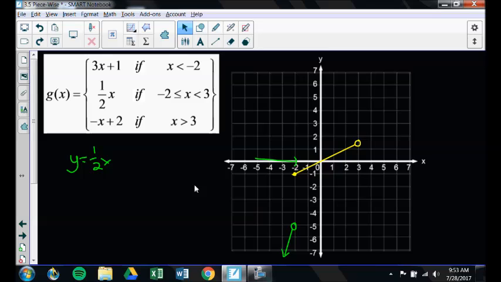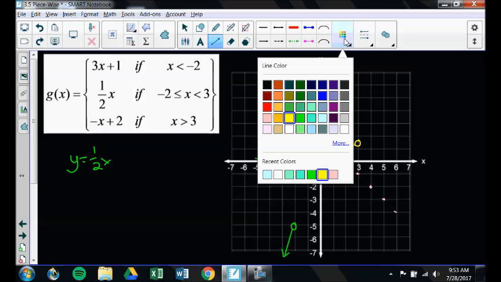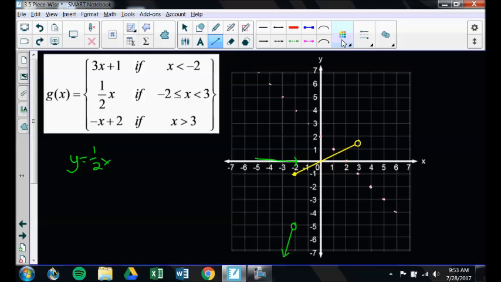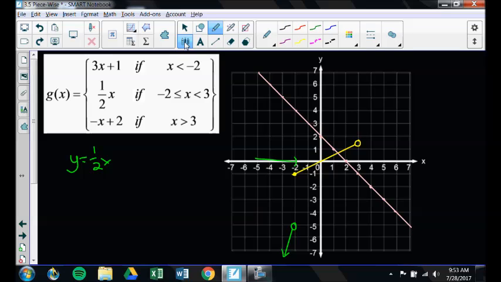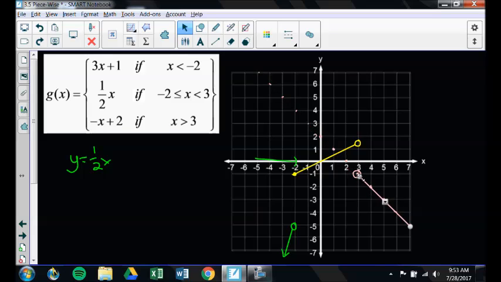Finally, I have -x plus 2. Let's go pink. Pink is fun. Well, that line graphs like this. It has a negative slope, down 1, right 1. Please remember that I have no problem with you jumping around the videos, so if you feel like you're all set with how to graph these, go on to the next example, but I think doing examples is helpful. I want x to be greater than 3, so I am making an open circle there. And this is going like so, and then kaboom.